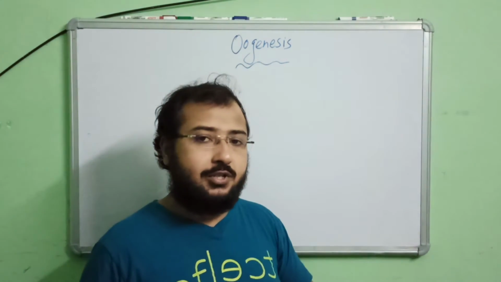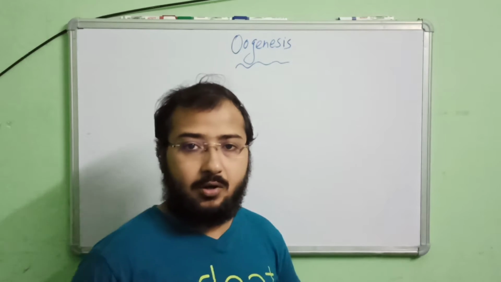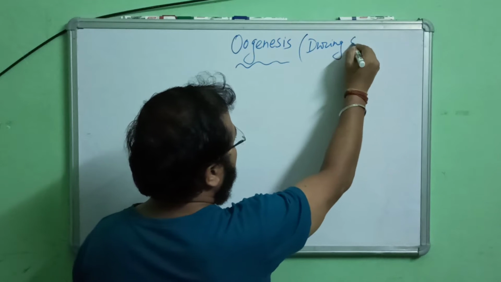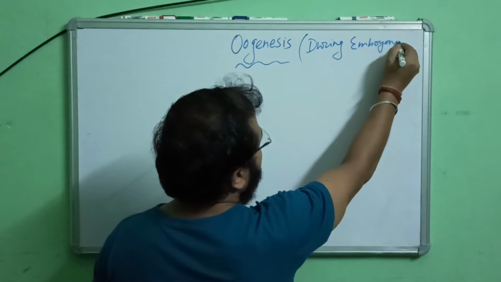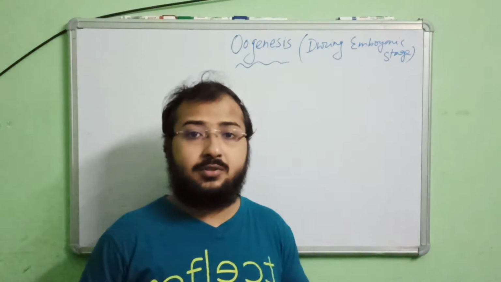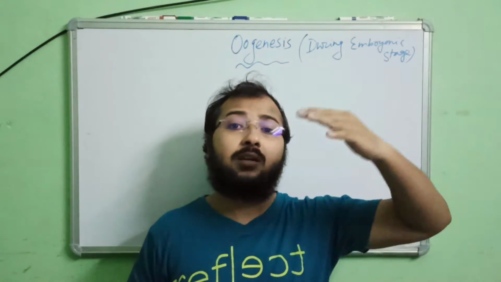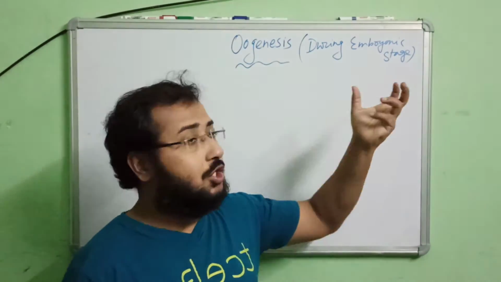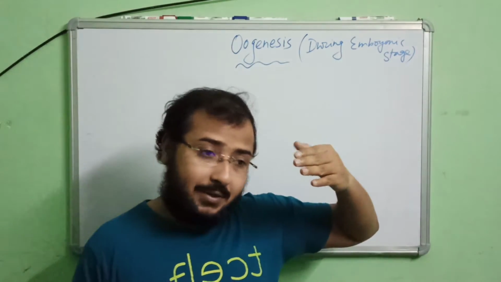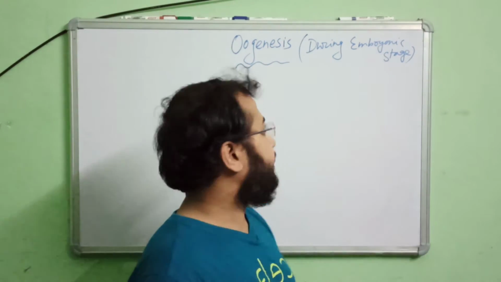The first information about the oogenesis process is that this process starts during the embryonic stage of a female. This is a difference from spermatogenesis, where the process is initiated during puberty, but this process is initiated during the embryonic stage, when a girl was an embryo in her mother's womb. At that point of time the process starts.